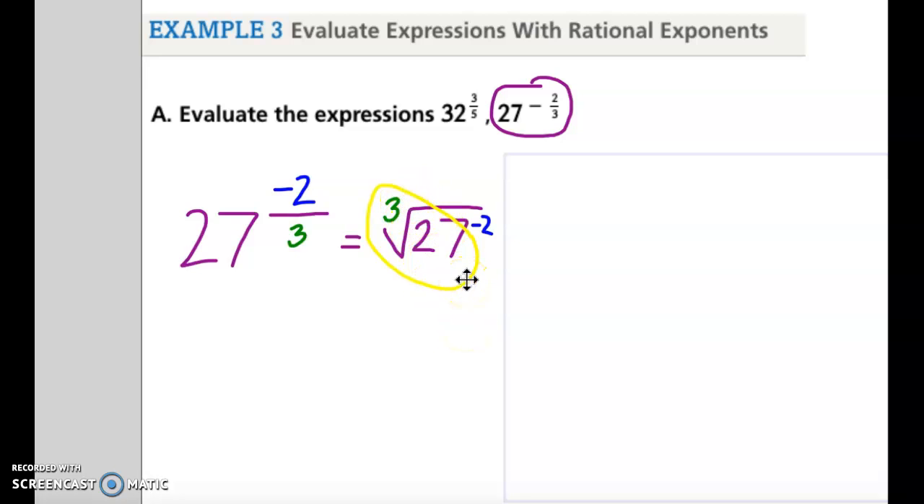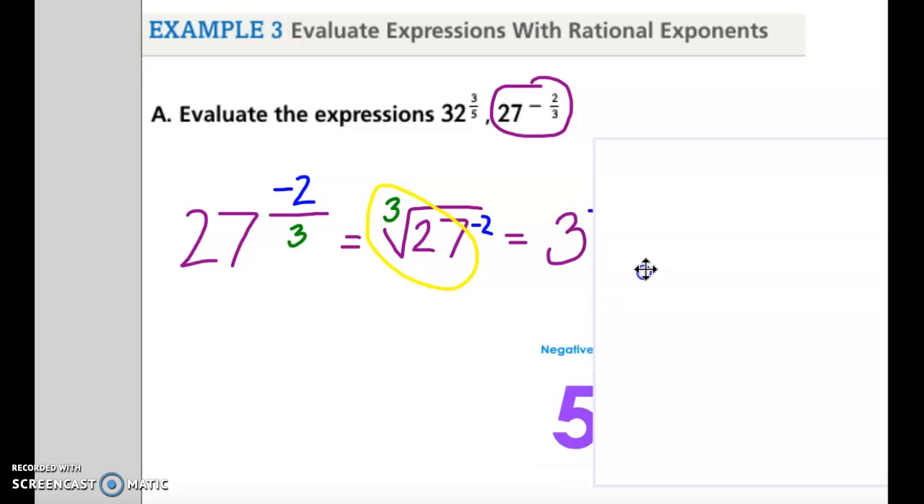a number multiplied by itself 3 times to give me 27, that's going to be 3, right? So I have 3 to the negative 2. That exponent is still there. How do I deal with negative exponents?